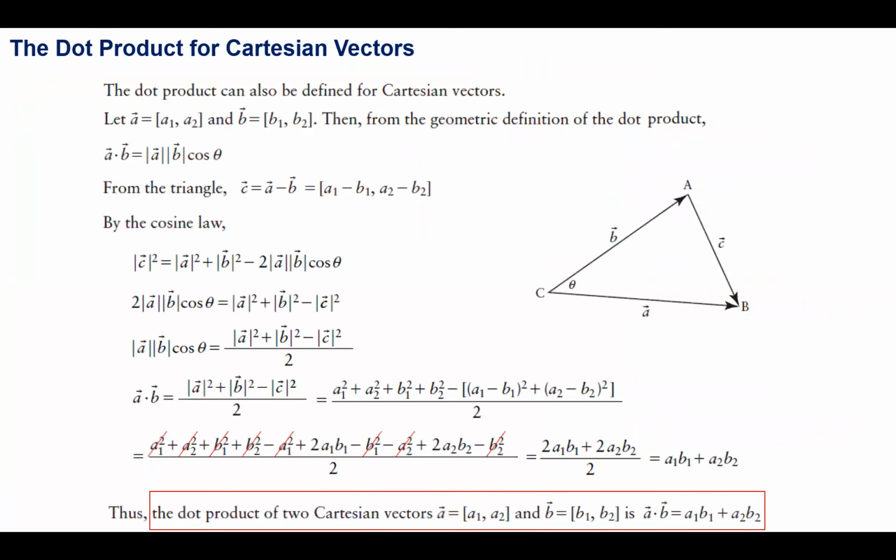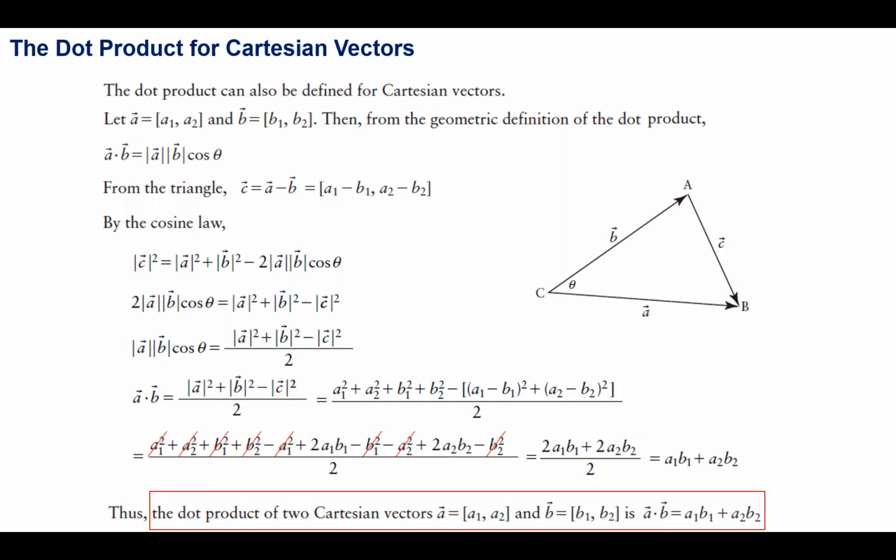Okay, if no questions, let's have a look at the dot product for Cartesian vectors. Dot product can also be defined for Cartesian vectors. So if we let vector A equals A1, A2, that's position vector for vector A, and vector B is B1, B2, also the position vector for vector B. Then from the geometric definition of the dot product, we have dot product of A and B equals magnitude of A times magnitude of B times cosine theta. Theta is angle between A and B, right?